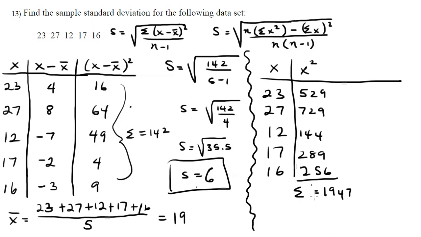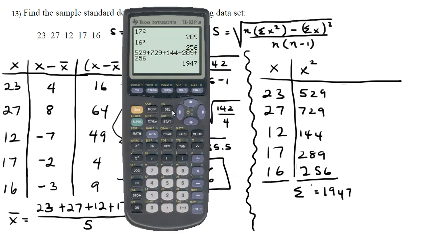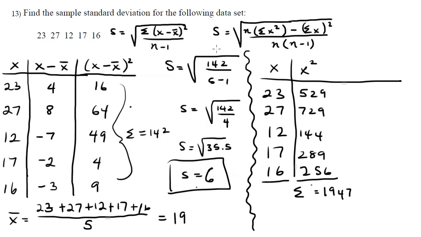Excuse my notation here. I don't really have enough space, so I'm using some weird notation. So the sum of the x squared, we need the sum of x, we need the sum of these values, which, did we do that already? Did we? No, I don't think we did. 23 plus 27 plus 12 plus 17 plus 16. 95. I did do that before, didn't I?